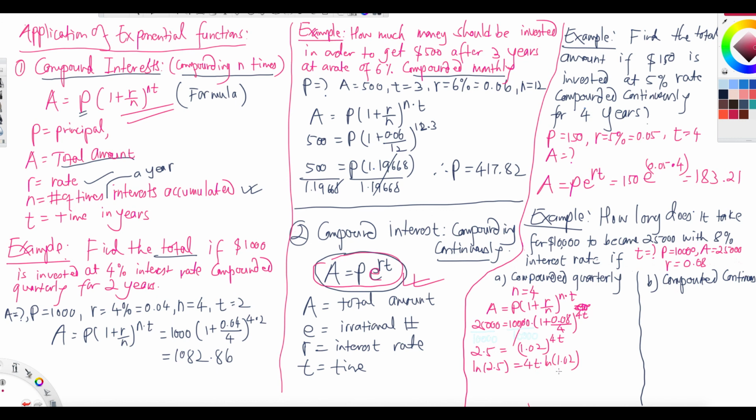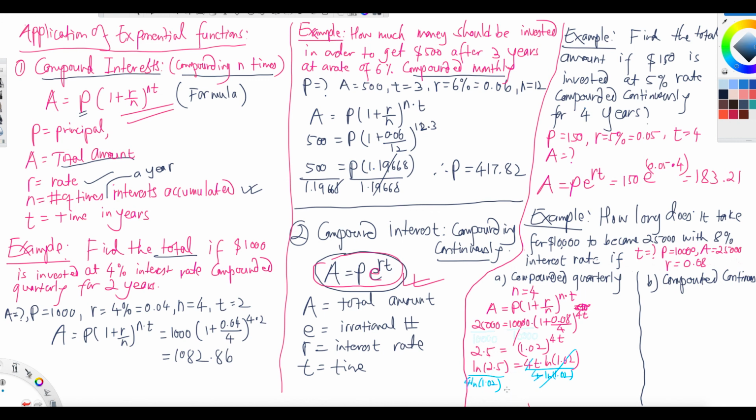Now what you do here is, you want to solve for t, right? You need to divide by 4 ln 1.02 on both sides. So divide both sides by ln 1.02, and then 4 ln 1.02. You cancel out the 4 on the left side.